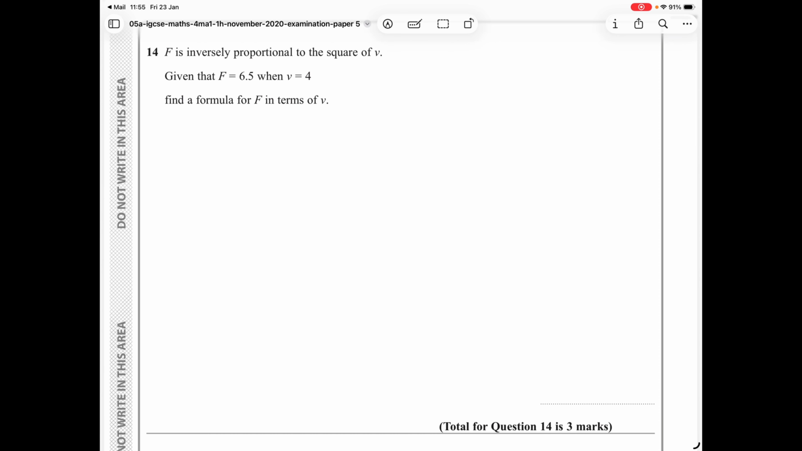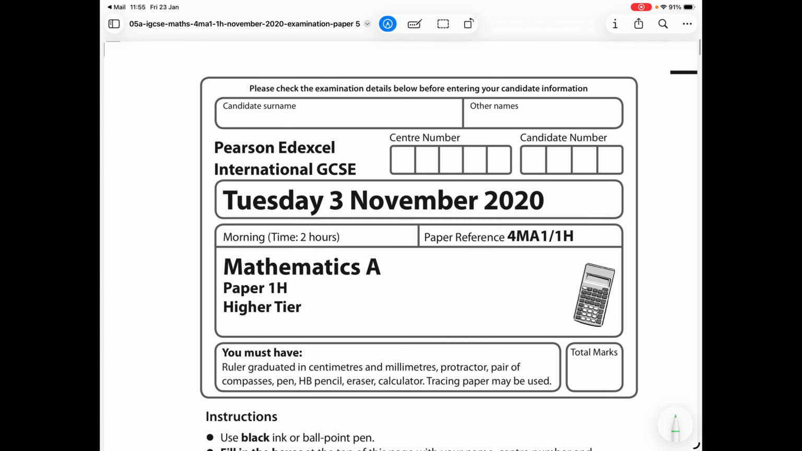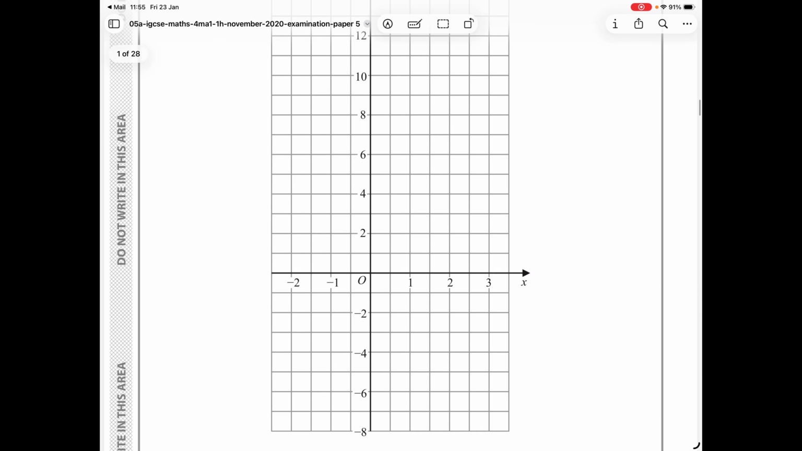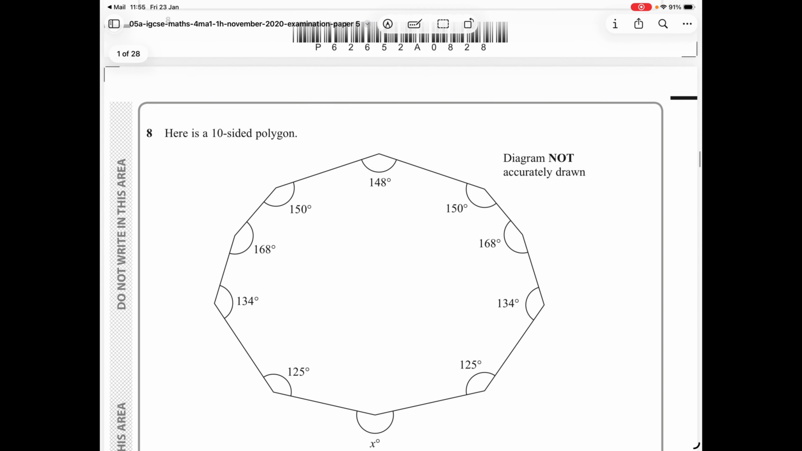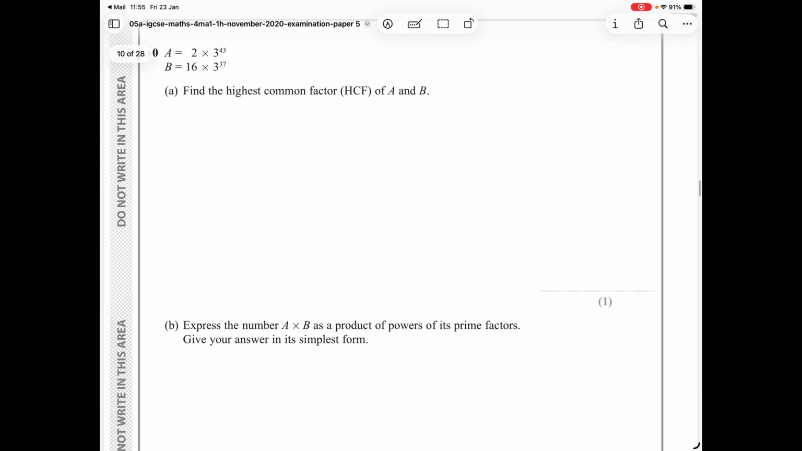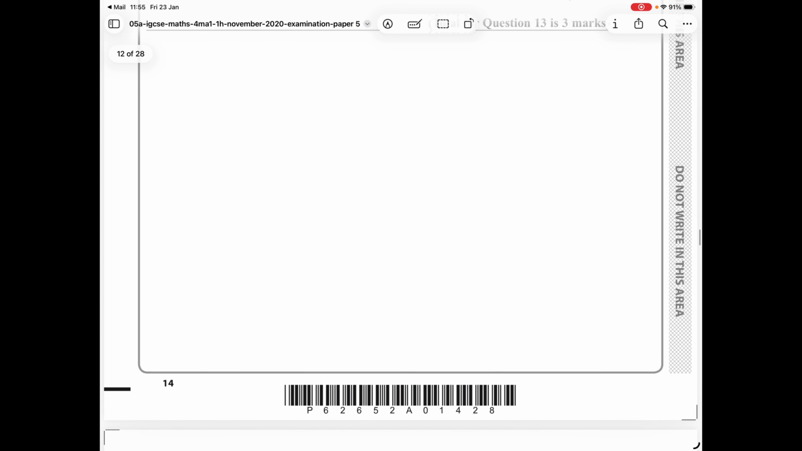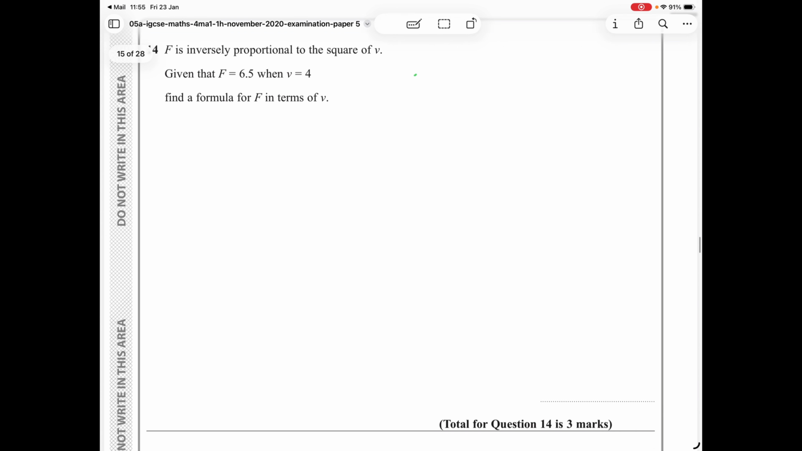And then finally 14. F is inversely proportional. So, oh, whoops-a-daisy. Let's just go this way again. To number, where are we? 14? No, here we go. 14. Right, so F is inversely proportional to the square of V.